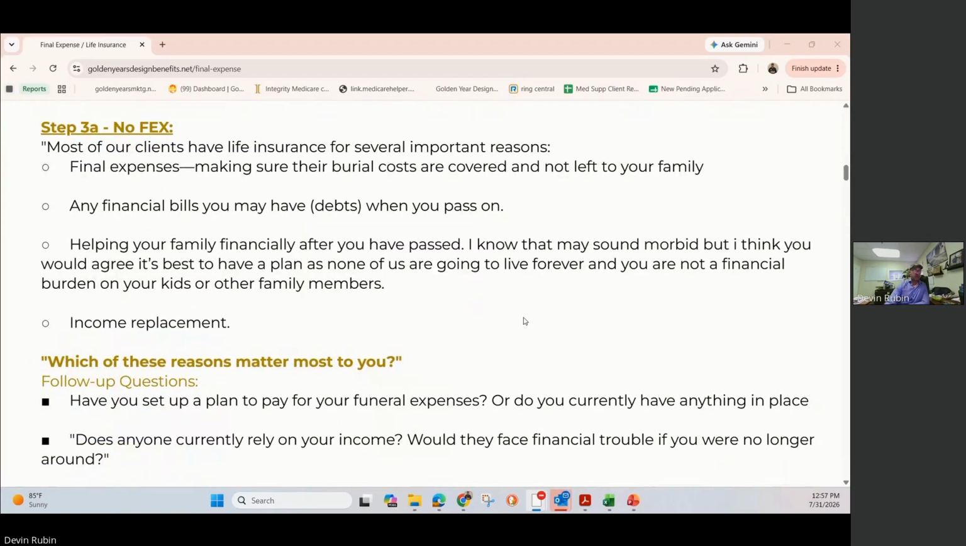So most of our clients have life insurance for several important reasons. Final expenses, right? We want to make sure that the burial costs are covered and not left to the kids or the family. And any financial bills you may have, like debts when you pass on, right? Helping your family financially after you've passed is a key concern. And I know that might sound morbid, but I think you would agree it's best to have a plan, as none of us are going to live forever. And you do not want to put your financial burden on your kids or other family members.